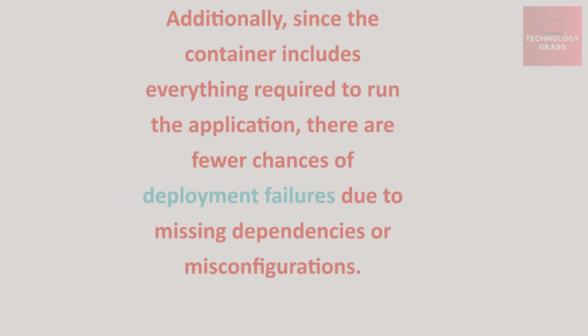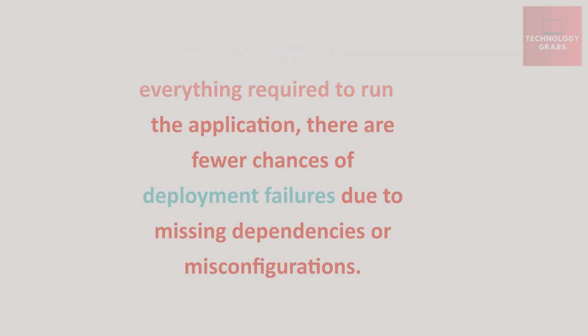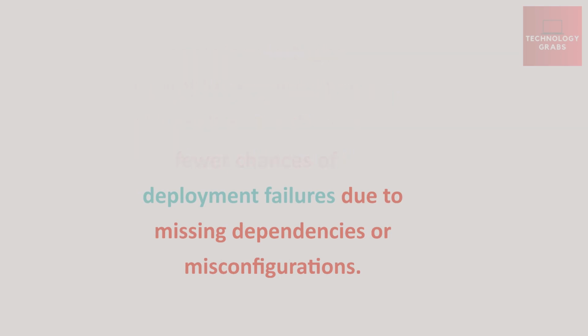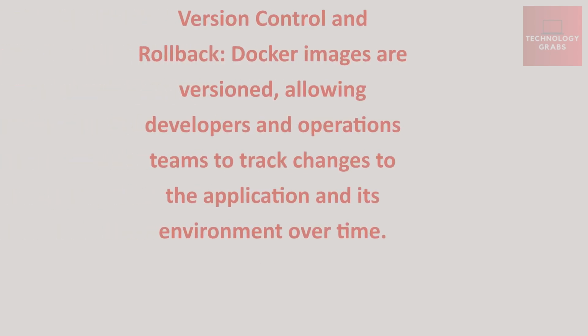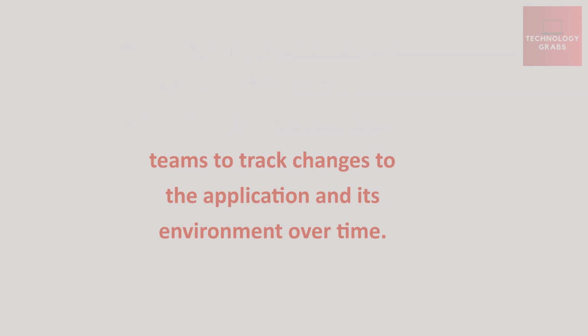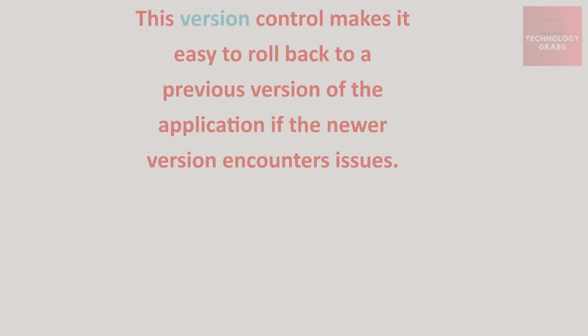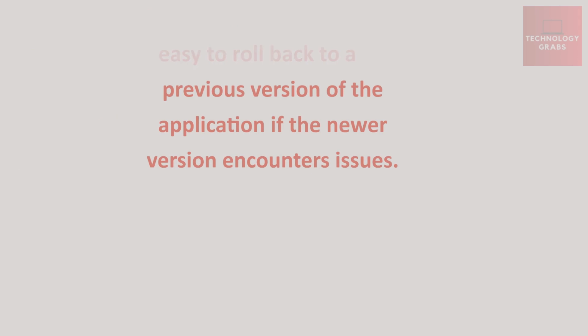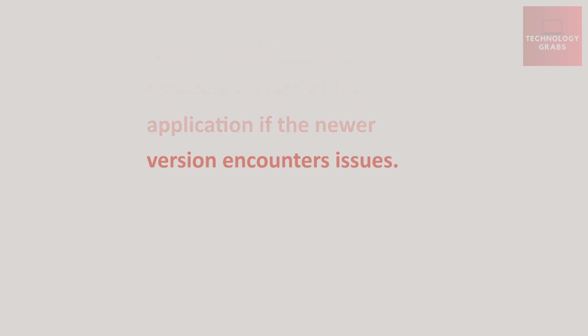Additionally, since the container includes everything required to run the application, there are fewer chances of deployment failures due to missing dependencies or misconfigurations. Version control and rollback. Docker images are versioned, allowing developers and operations teams to track changes to the application and its environment over time. This version control makes it easy to roll back to a previous version of the application if the newer version encounters issues.